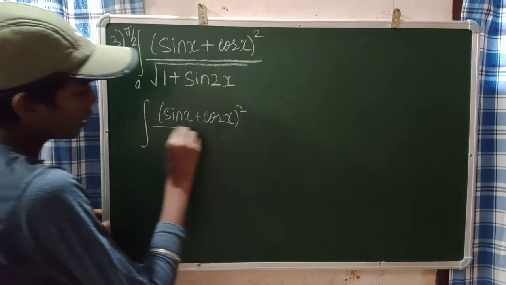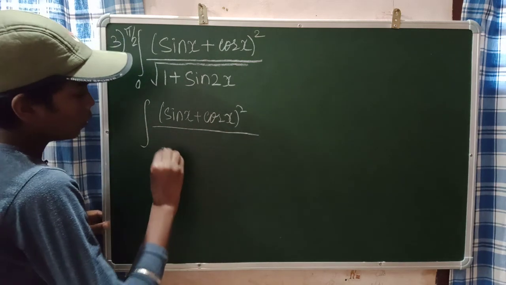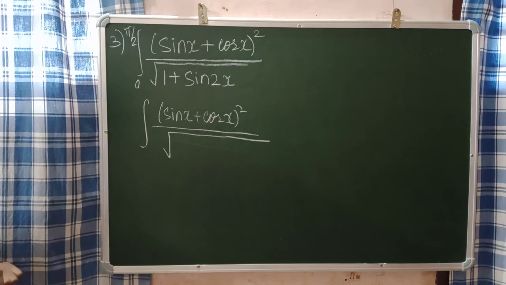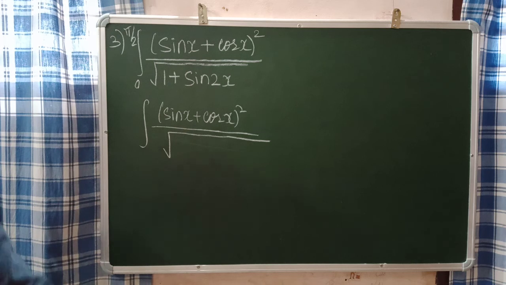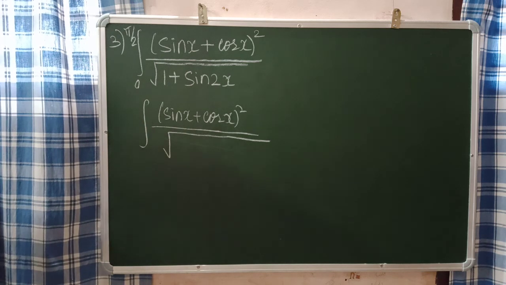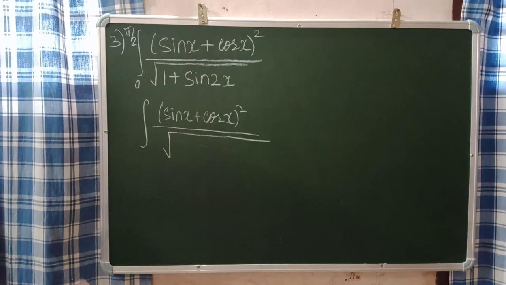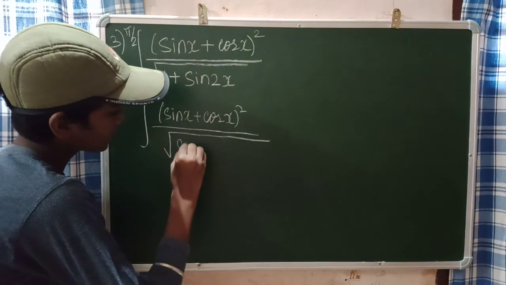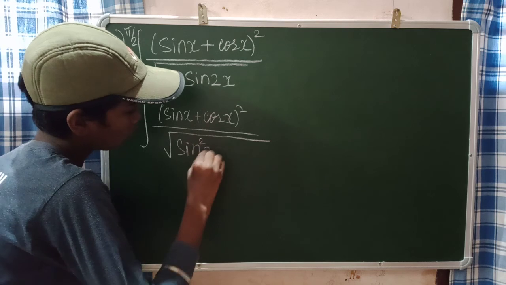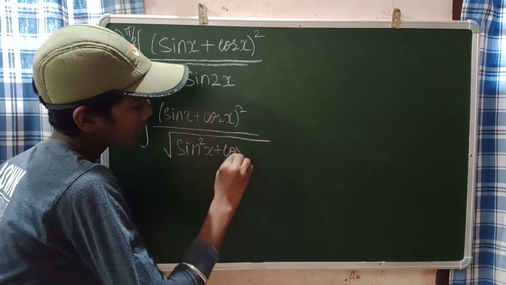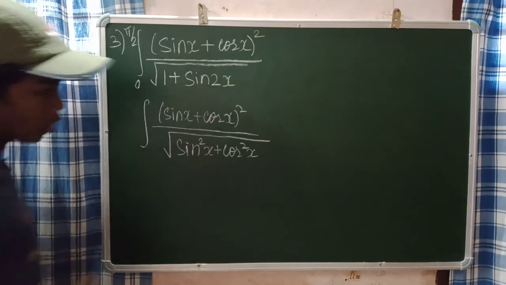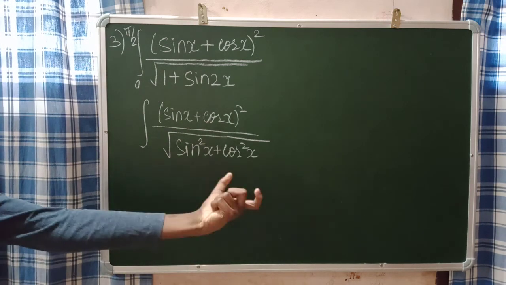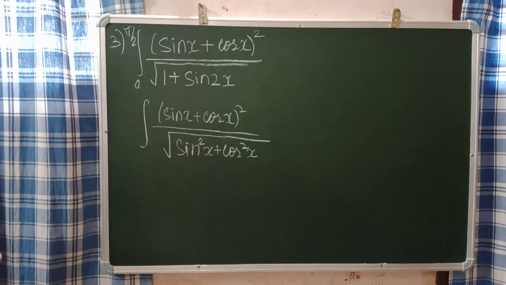So the denominator we have is root of 1 plus sin 2x. What is this 1? This 1 I can write as sin square x plus cos square x, right? That's the basic trigonometric formula, the Pythagorean identity, which you guys learned in trigonometry. So I can write this 1 as sin square x plus cos square x, because sin square x plus cos square x is equal to 1, the Pythagorean identity.